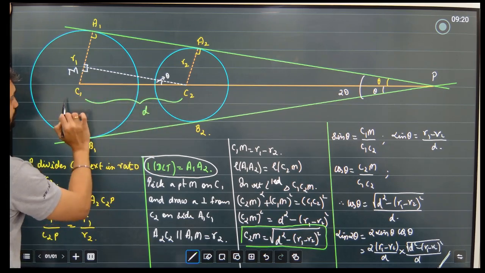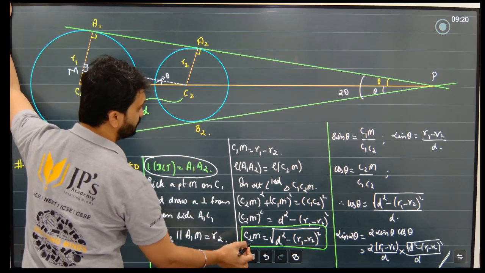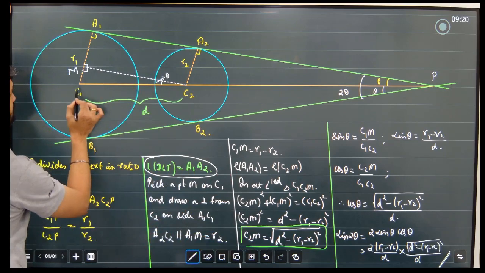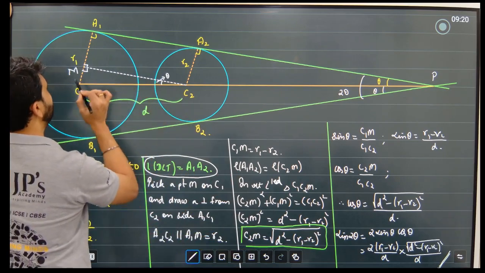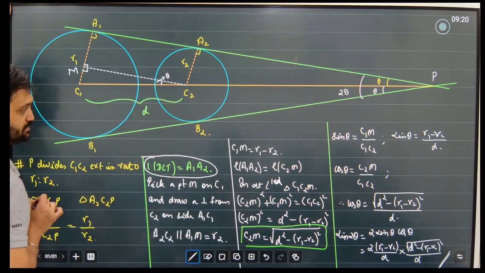Next, when I take the right angle triangle C1C2M, it forms a Pythagoras theorem, and then I will get the value of C2M, which is nothing but C1C2 the whole square minus C1M the whole square. We have taken C1C2 as D.